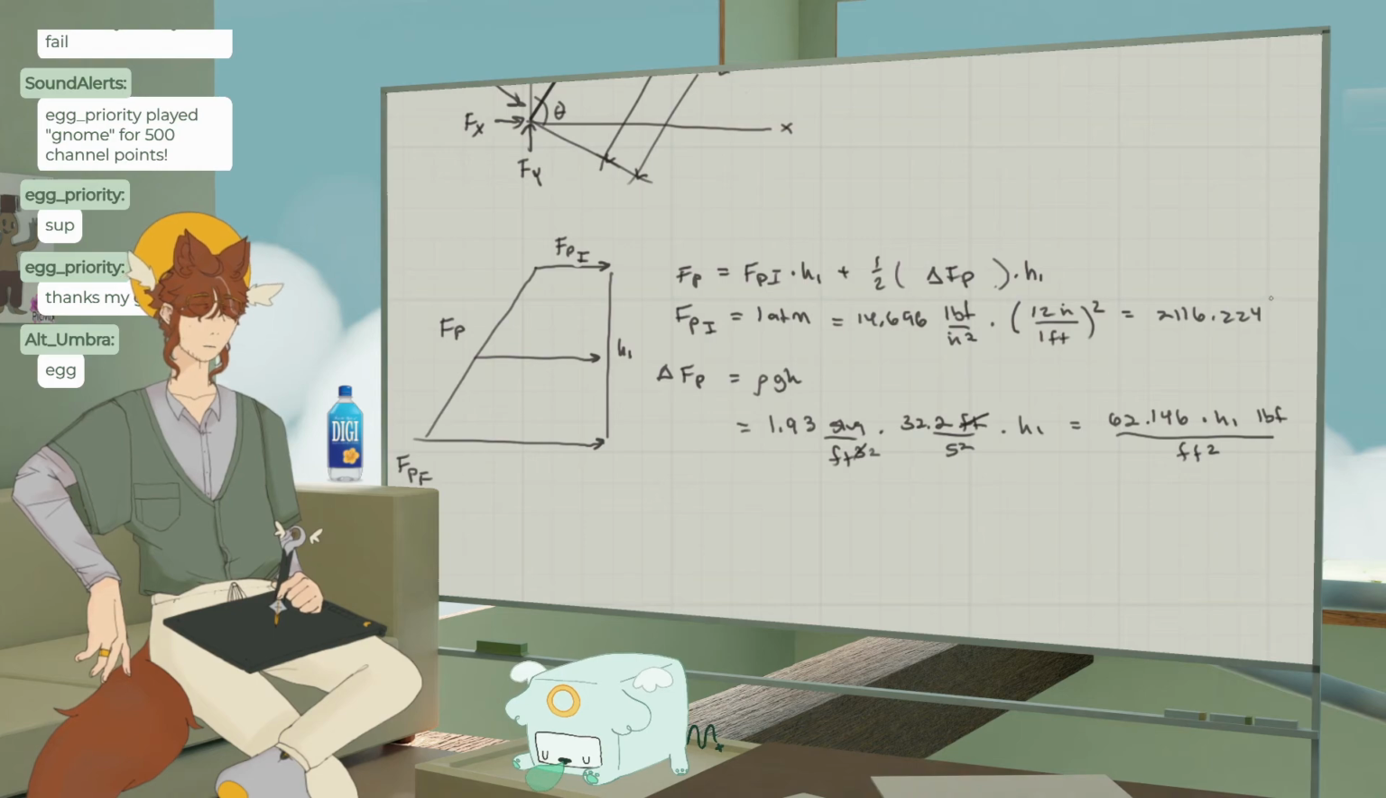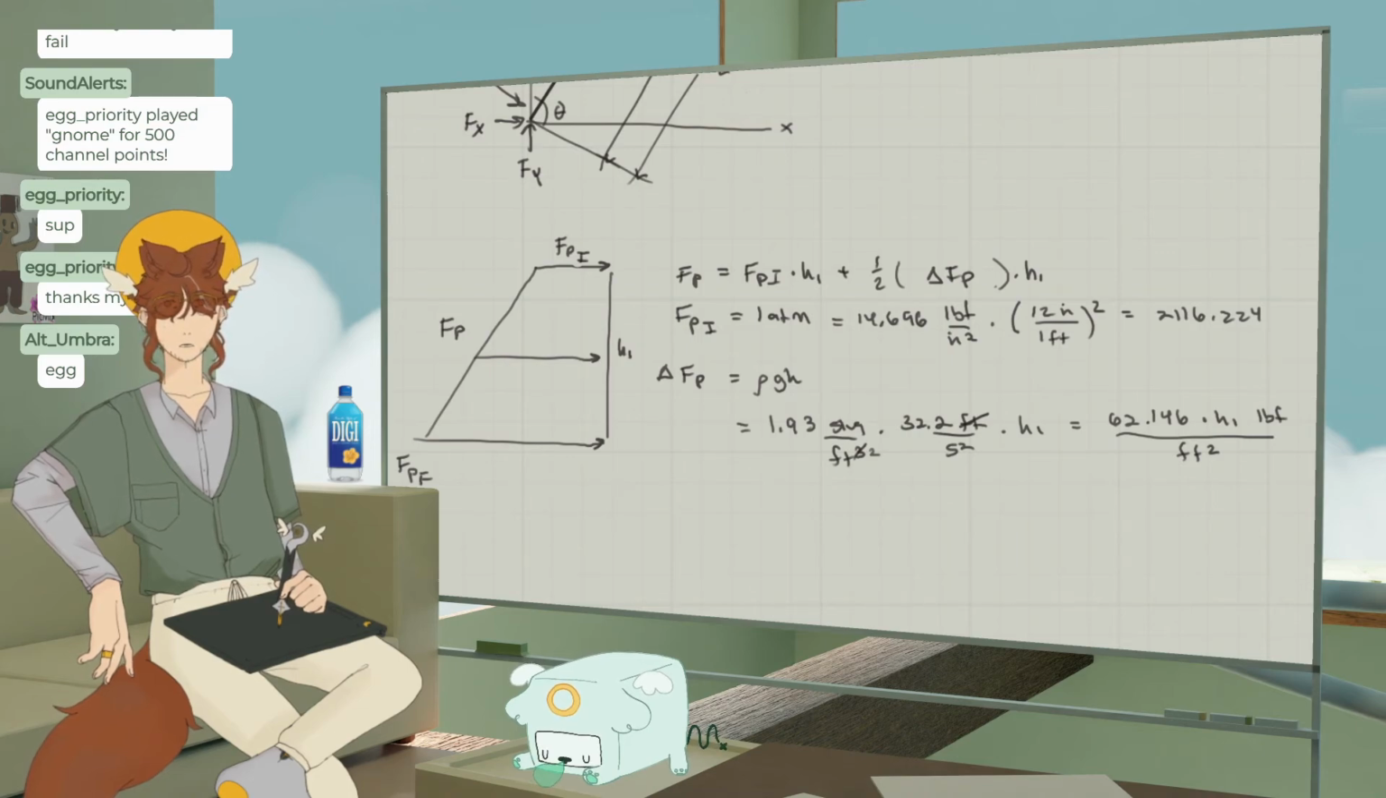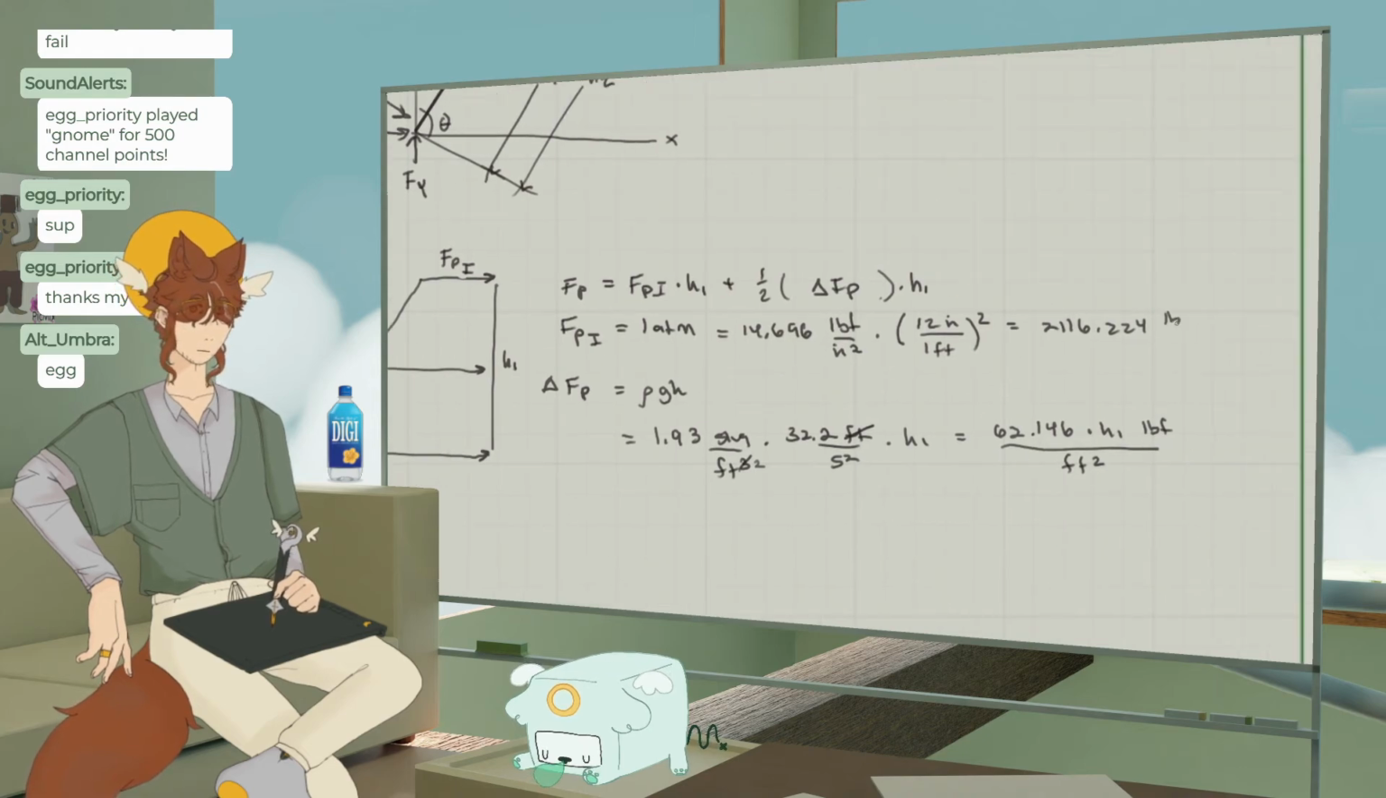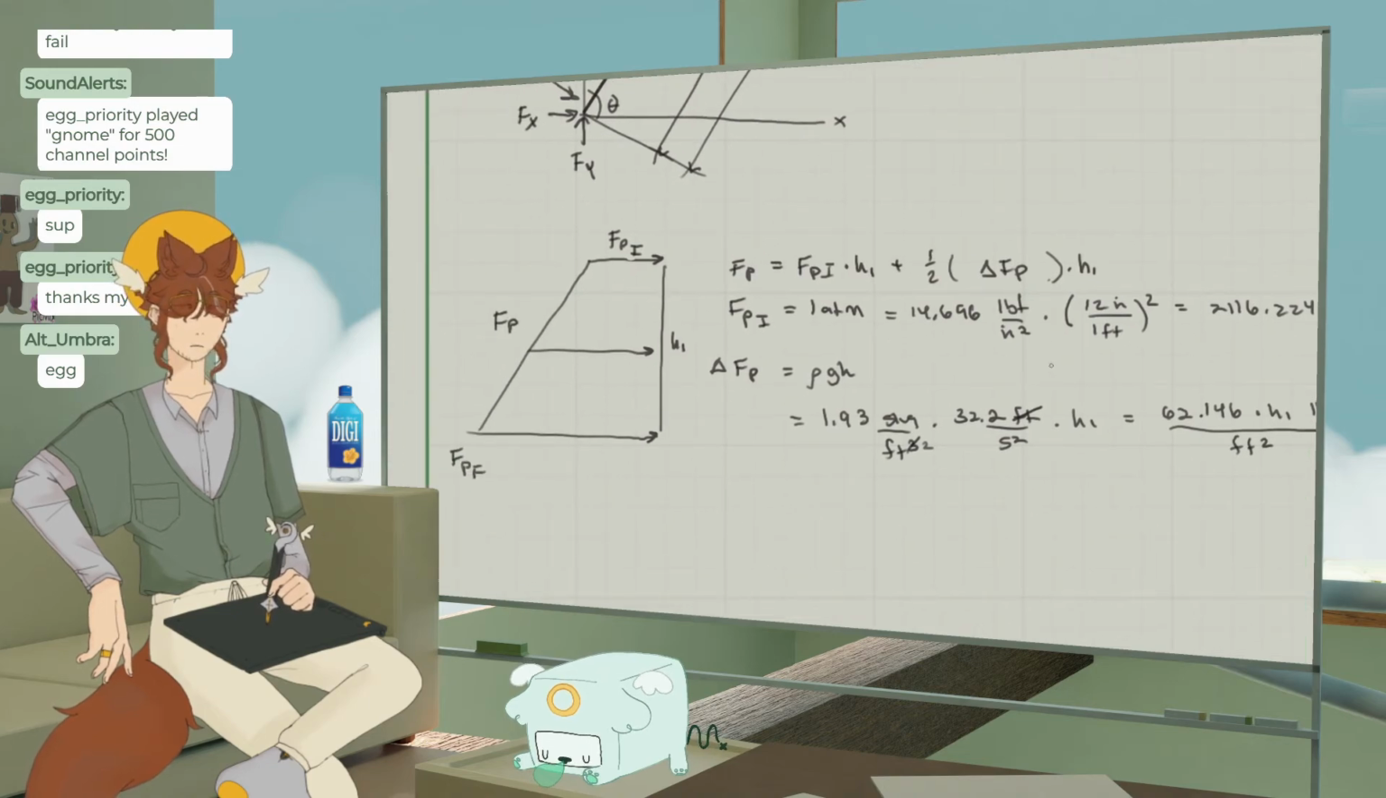Am I doing that right? I feel like I'm not doing that right. 1 ATM in pound force per foot squared. Oh, okay, it is that. I guess that makes sense. If we're saying it's 14 per inch, it's gonna be more per foot, not less per foot. That'd be weird. Okay, coolio, we're winning.